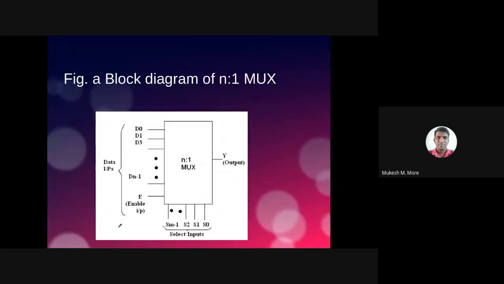Then the block diagram of an n-to-1 mux. See this block diagram, D0 to Dn minus 1. So in total there are n input lines. There are m select lines and a Y output, and it is an n-to-1 mux. This is the block diagram.